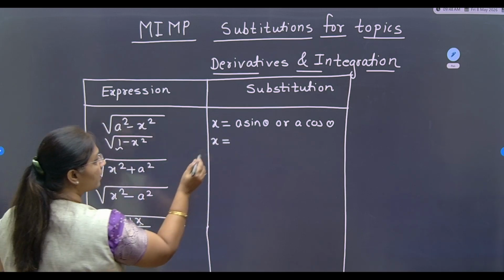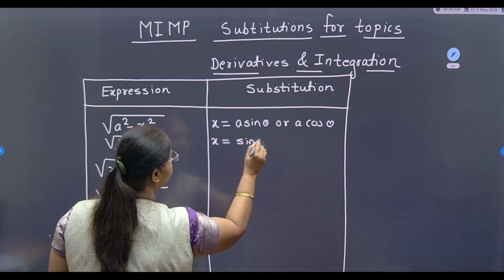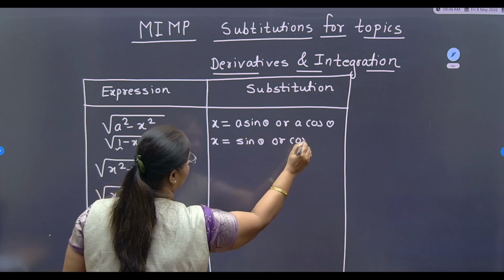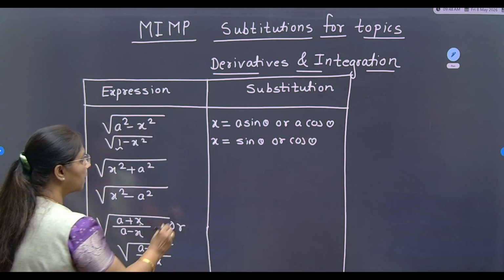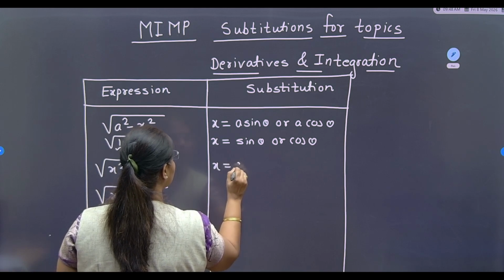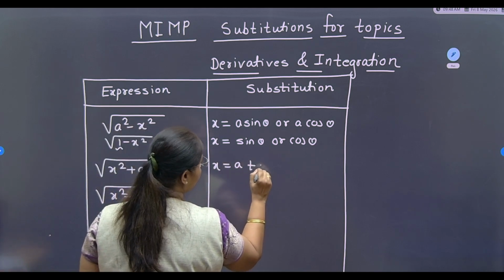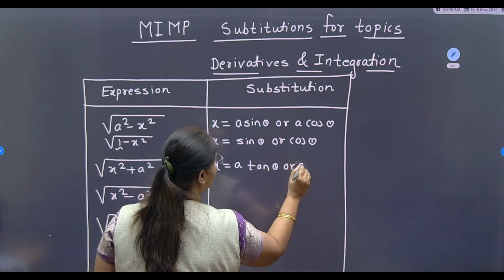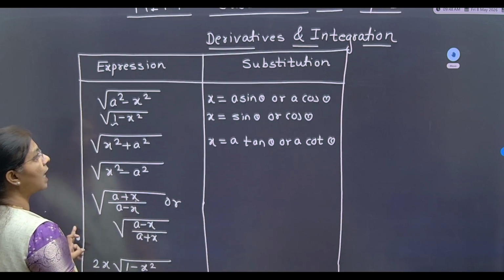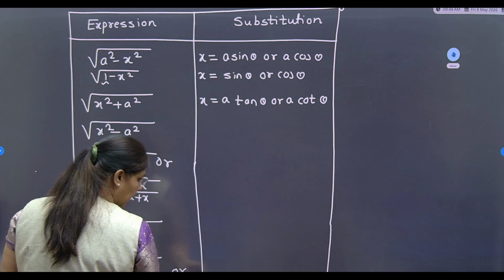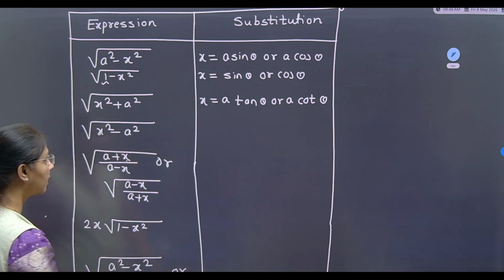For example, under root of 1 minus x square, the substitution: here a equals 1, therefore x equals sin theta or cos theta. Next, under root of x square plus a square, the substitution is x equals a tan theta or a cot theta. Then using the identity, we know that 1 plus tan square theta equals sec square theta.